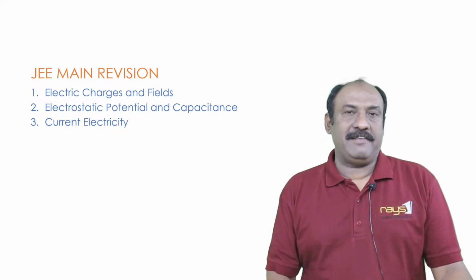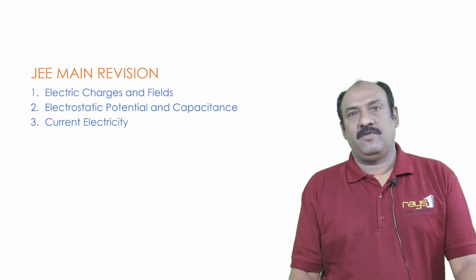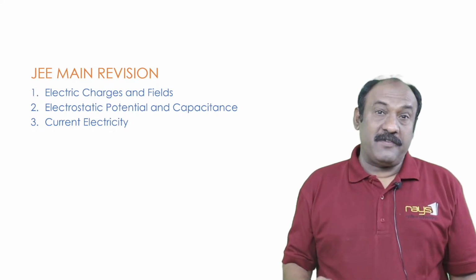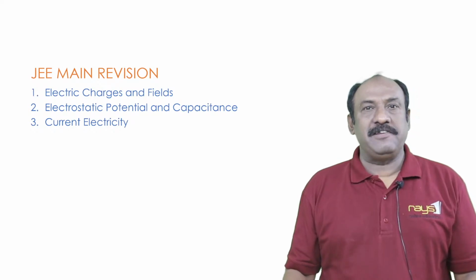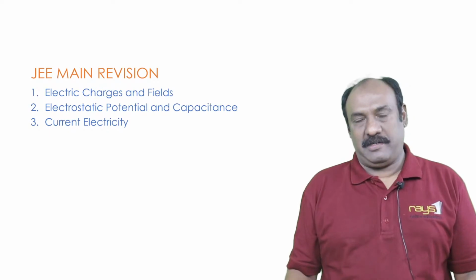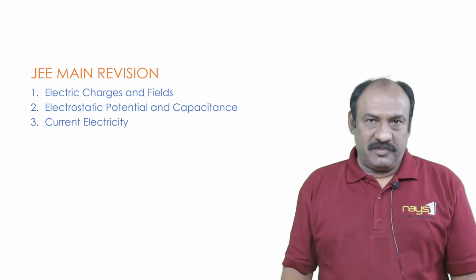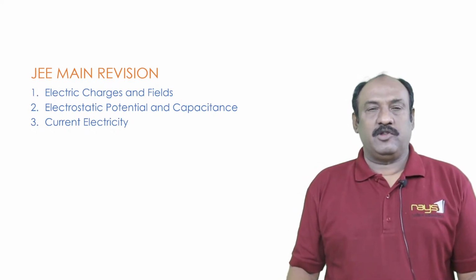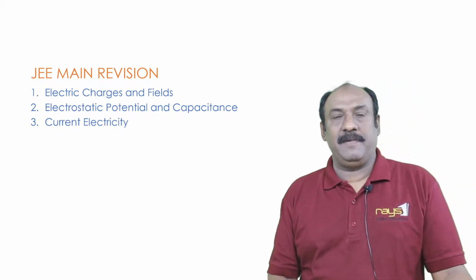In electrostatics, you have to divide the chapter into three convenient parts. One is electric charges and electric field intensity, the second is electric potential and potential energy, and the third is capacitor and capacitive circuits. Then only you can answer the proper questions at the JEE Mains level of standard. If you thoroughly prepare this chapter by splitting it like this, then only you can answer the questions properly.